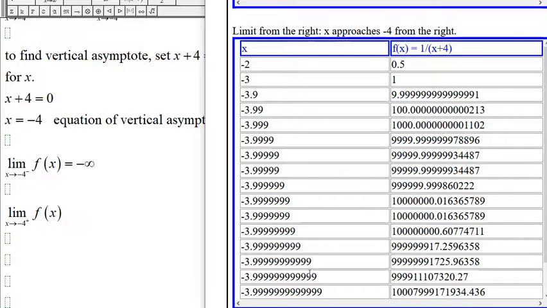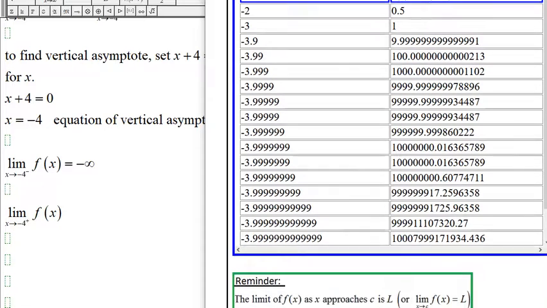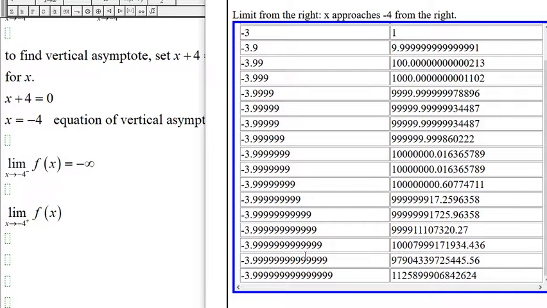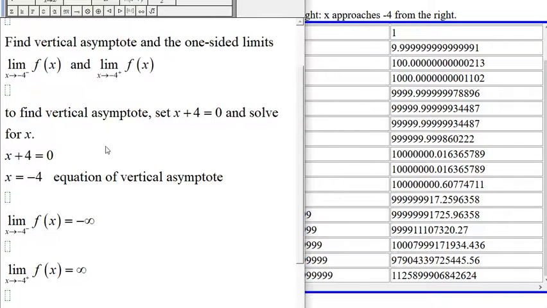These are the numbers to the right of negative 4. We start at negative 2 and then move closer and closer to negative 4. As x approaches negative 4 from the right, meaning we get closer and closer to negative 4 from the right side, the y values get larger and larger. So that tells us that this is equal to infinity.